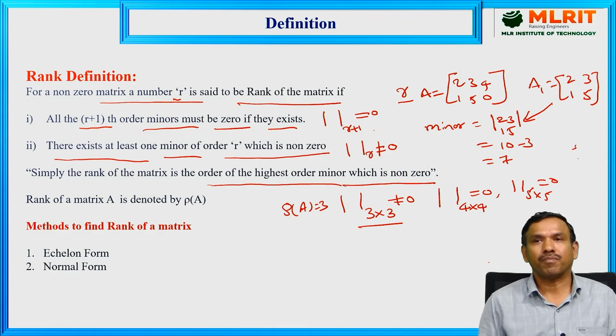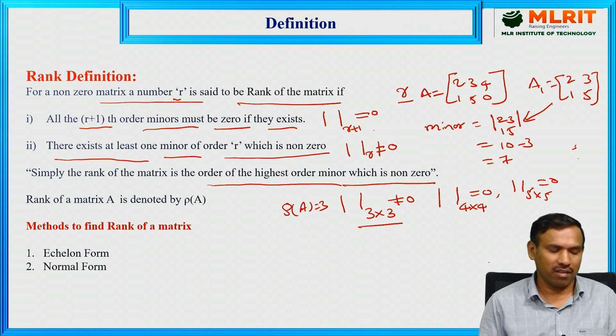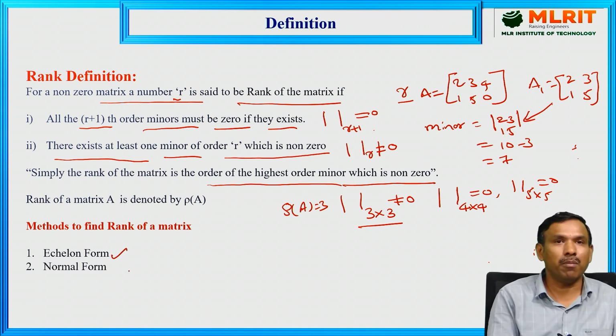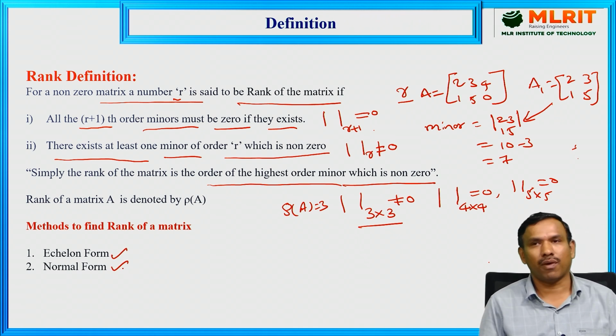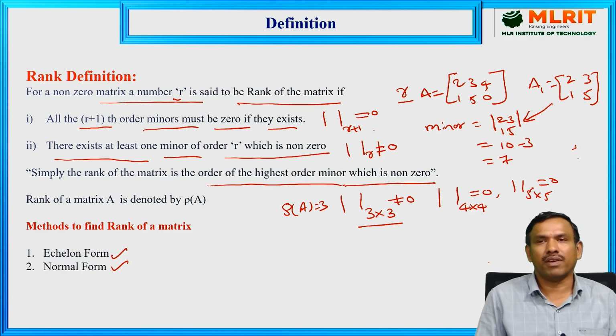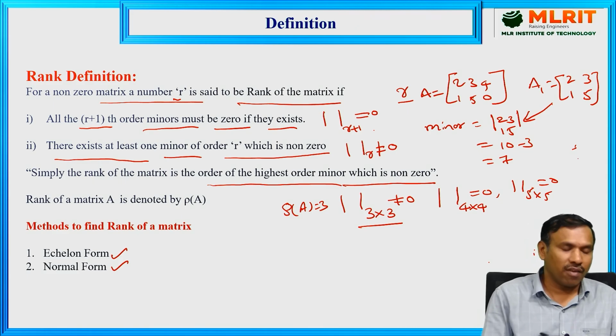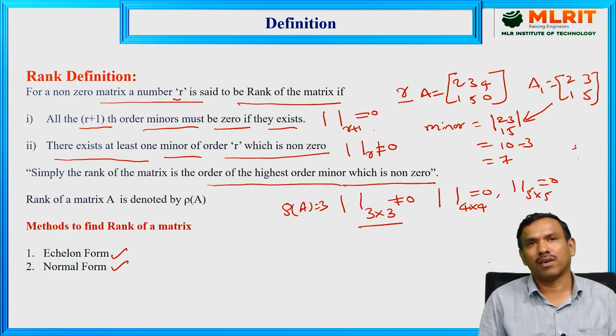So what are the actual methods given in the syllabus to find the rank of the matrix? Here we have one, echelon form, and another one, normal form. Both methods we will discuss in the coming video lectures. First we discuss rank properties, then we discuss echelon form and normal form to find the rank of the matrix.